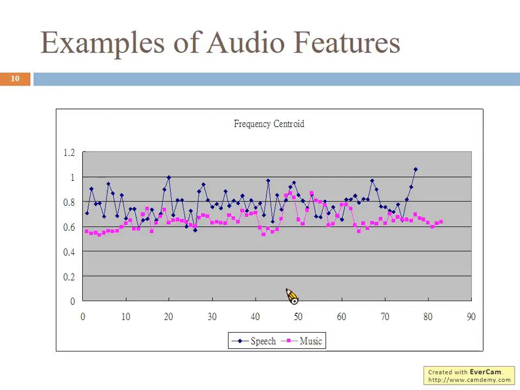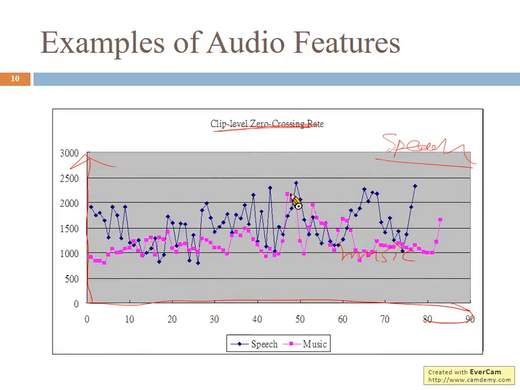Here are two examples showing audio features. The x-axis is the time. The y-axis is the value of the frequency centroid, and the blue curve is extracted from the speech signal. The magenta curve is extracted from the music. We can see that for the frequency centroid, the speech signal has a higher frequency centroid than music. And this is the clip level zero crossing rate. Again, we can see the speech signal has a higher ZCR than that extracted from the music.